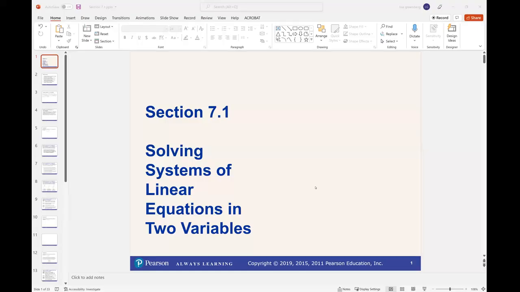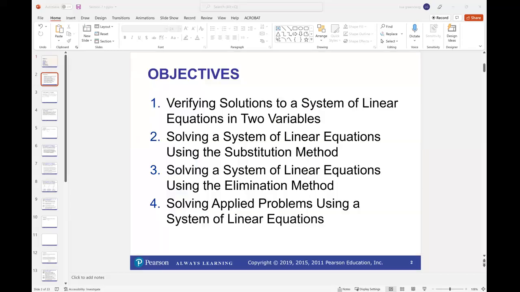Hi guys, welcome to section 7.1. We're going to be learning how to solve systems of linear equations in two variables. We kind of touched on it in the last lecture, but we're going to go into it in more detail here. So the objectives, we're going to verify solutions to a system of linear equations in two variables.